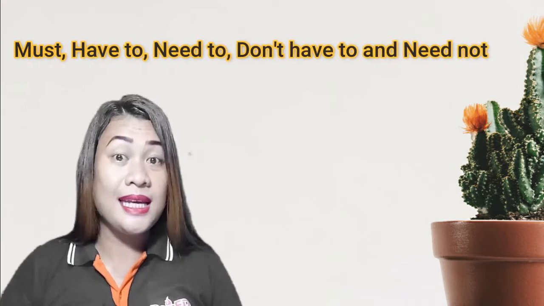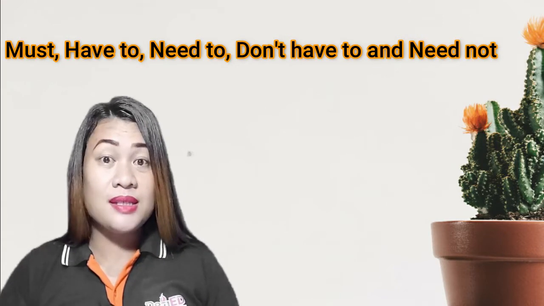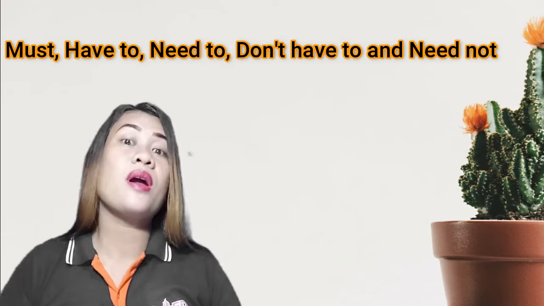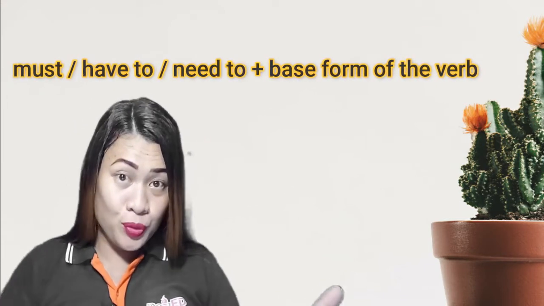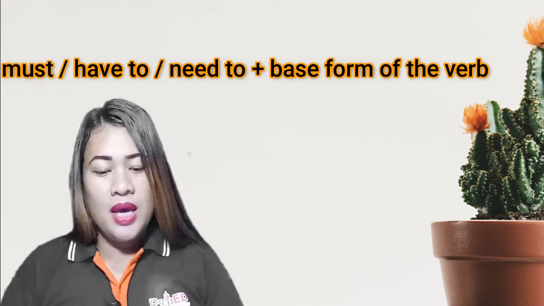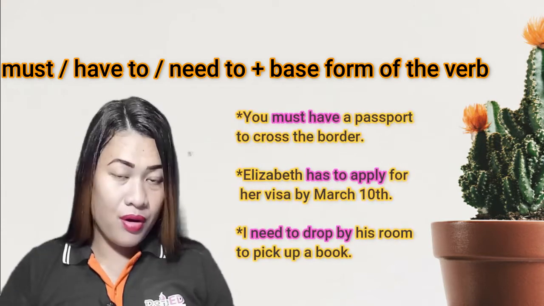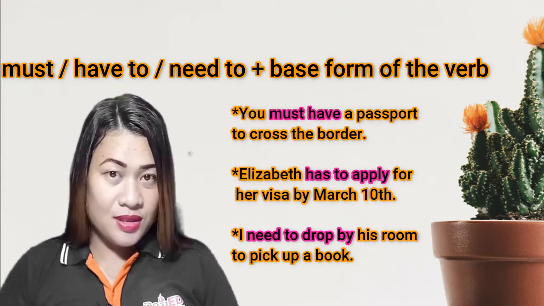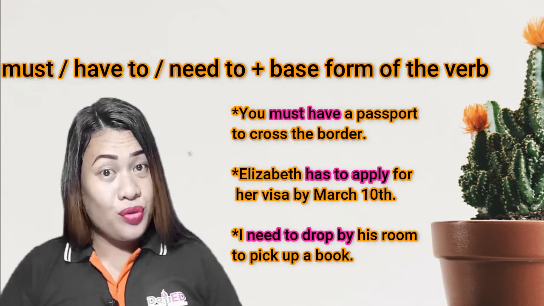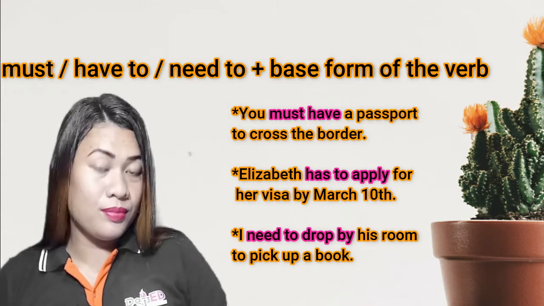Now let's come to must, have to, need to, don't have to, and need not. These modals express necessity or requirement. In the present and future, you must have this combination. Must or have to or need to plus base form of the verb. Example, you must have a passport to cross the border. Elizabeth has to apply for her visa by March 10th. I need to drop by his room to pick up a book.